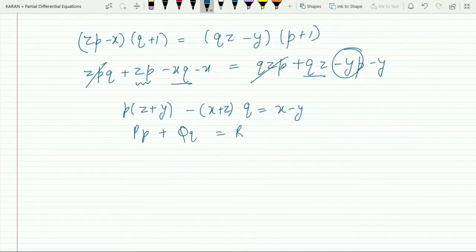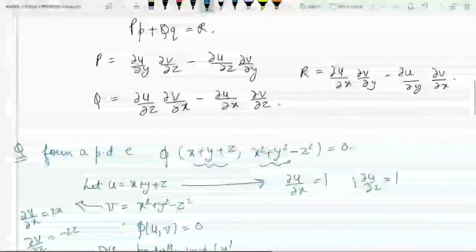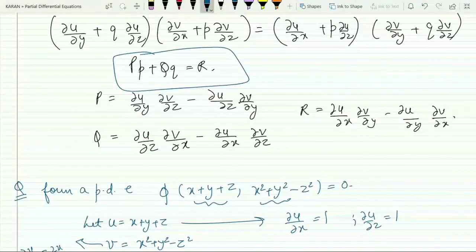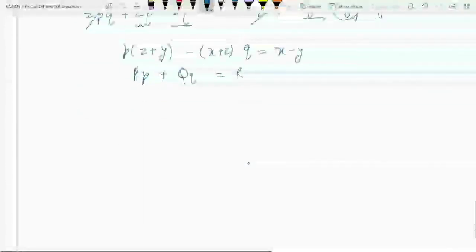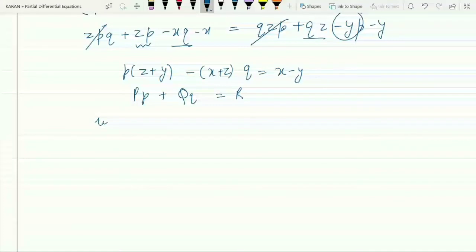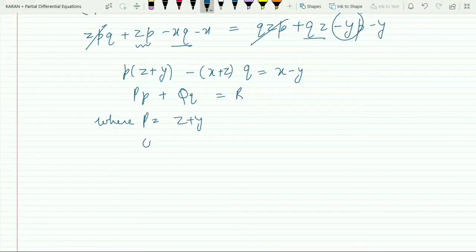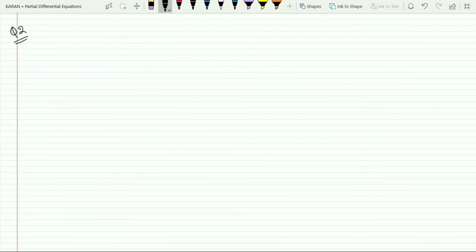As I have described above, correct? You can just see. I have told you that on solving this equation, you will be getting an equation of this form, which is the required partial differential equation, right? So where my P is z plus y, right? Q is minus of (x plus z), and my R is x minus y. And I've already described that these are my functions of x, y, and z. Fine with this?